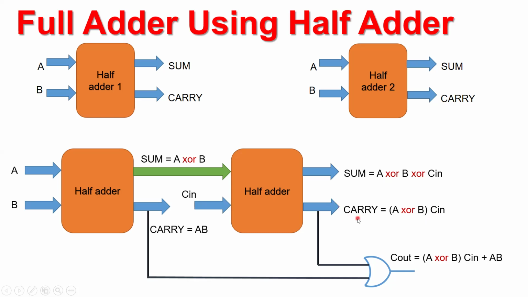Once that is done, now look at this. The carry of the second half adder and the carry of the first half adder are the two product terms which go to the OR operation, producing the final C out, which is this term or this term. So (A XOR B) AND C in, or AB. The output C out is equal to 1 when either this term is 1 or this term is 1. So this is how you can implement the full adder using two half adders and one OR gate.